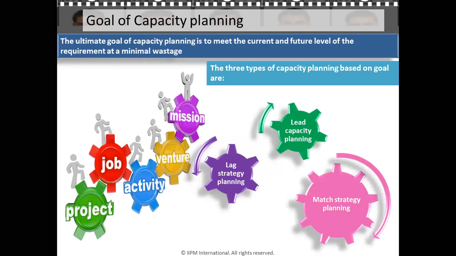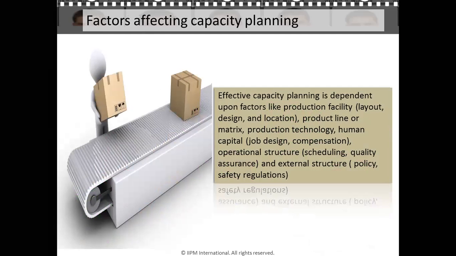Goal of capacity planning. The ultimate goal of capacity planning is to meet the current and future level of requirement at minimal wastage. We have effective capacity planning, which is dependent upon factors like production facility, such as layout, design, and location. They will have product line or matrix, production technology, human capacity like job design and compensation, then operational structures like scheduling, quality assurance, and external structures. So I have effective capacity planning.